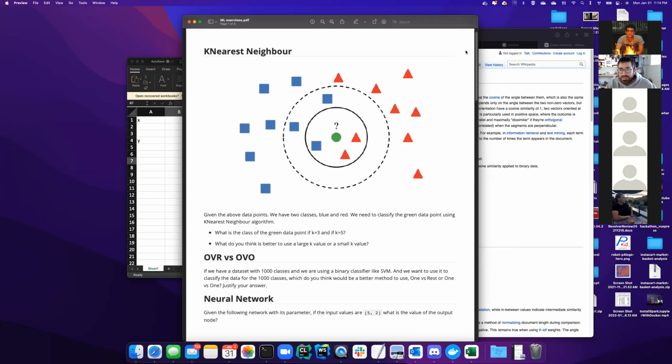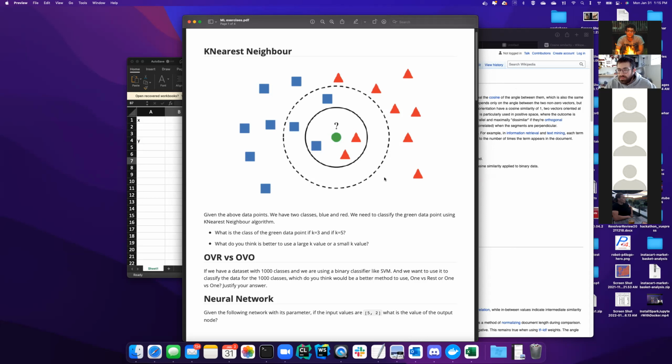Anyone? Okay, Jonathan is saying small k value is more precise. Okay, let's say k is equal to 1. So you're saying small k value is more precise. Let's say k is equal to 1. Would that be more precise?